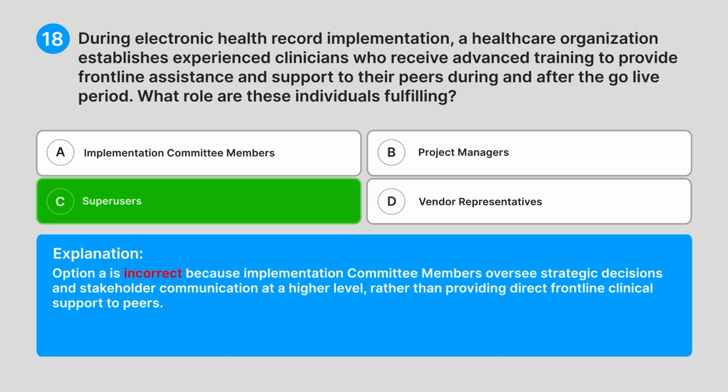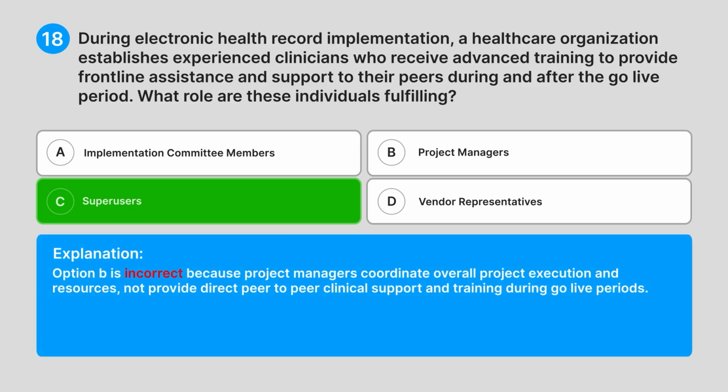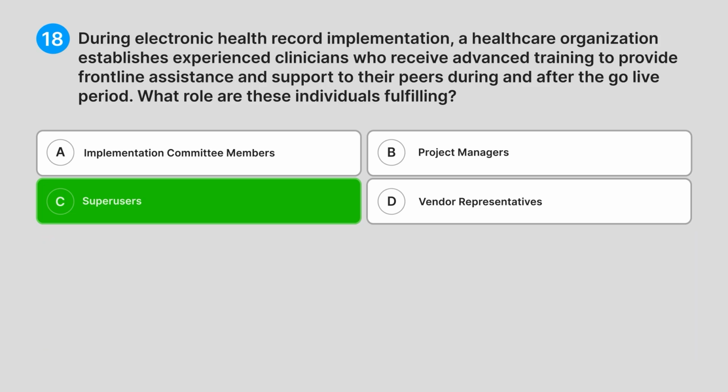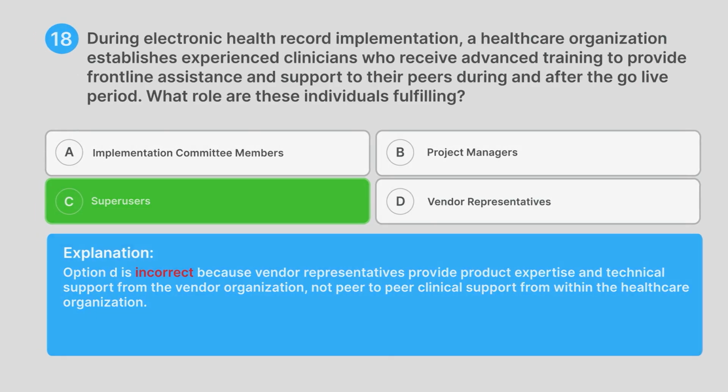Option A is incorrect because implementation committee members oversee strategic decisions and stakeholder communication at a higher level, rather than providing direct frontline clinical support to peers. Option B is incorrect because project managers coordinate overall project execution and resources, not provide direct peer-to-peer clinical support and training during go-live periods. Option D is incorrect because vendor representatives provide product expertise and technical support from the vendor organisation, not peer-to-peer clinical support from within the healthcare organisation.